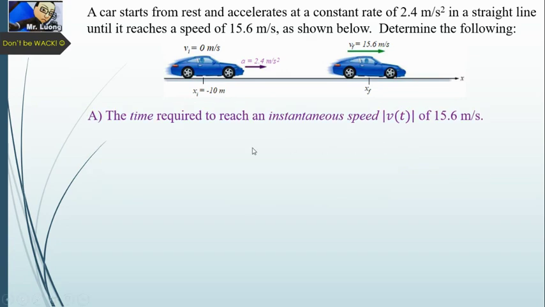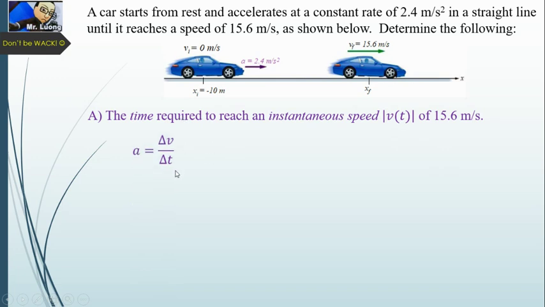Part A asks us to find the time required to reach the instantaneous speed, aka the magnitude of the velocity, or the absolute value of the velocity. So it's important to note that because it asks for speed, you do not need to really worry about direction here as you do your math. All right, so let's knock out the time.